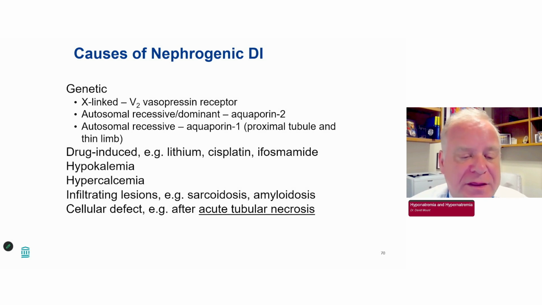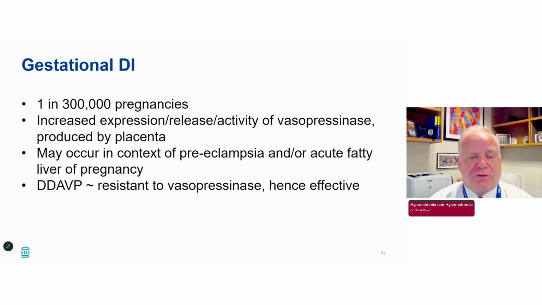Clearly, the most common cause that we see is lithium-associated nephrogenic DI. You can also see it in our hospital from ifosfamide. Hypokalemia induces nephrogenic DI, as does hypercalcemia through many mechanisms, but predominantly activation of the calcium-sensing receptor. And again, cellular defects, infiltrating lesions, or you can see it after resolution of acute tubular necrosis.